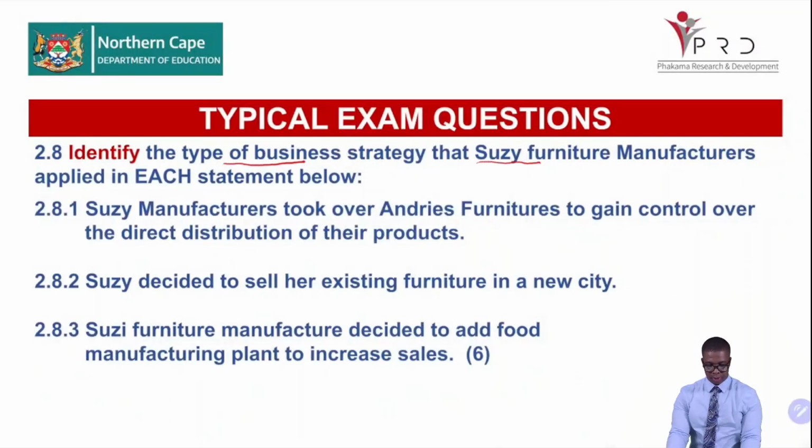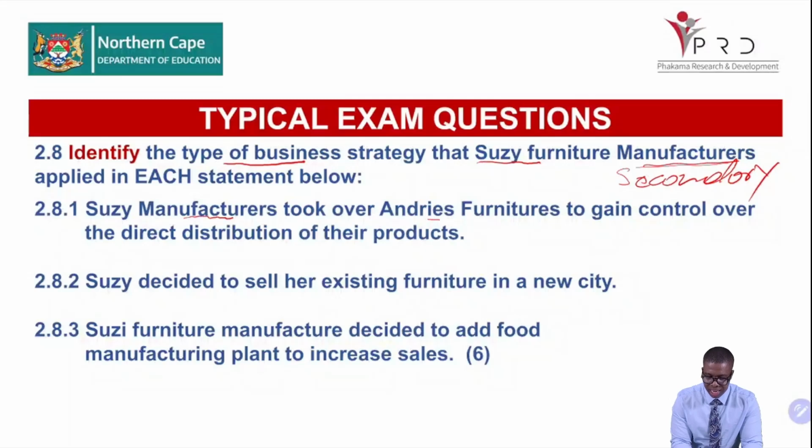Welcome back. Now, let us look into how to go about identifying the types of strategies applicable to Suzy Furniture Manufacturer. Firstly, very important in helping you answer questions is to establish in which sector the business is. This business is in the secondary sector. That's where we start. Then 2.8.1 says, Suzy Manufacturer took over Andries Furniture to gain control over the direct distribution of their products.